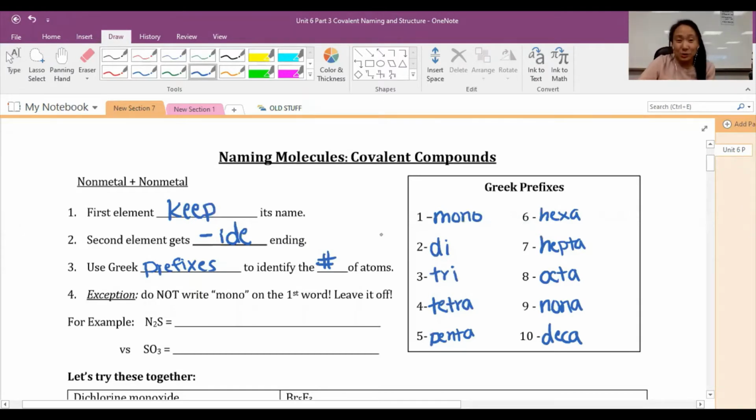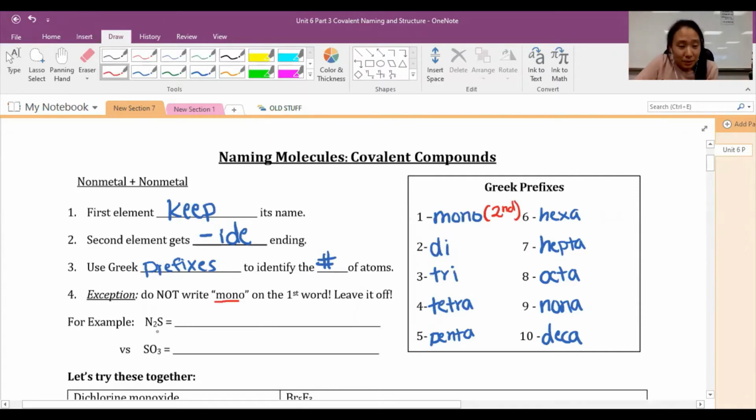Now, out of these 10, there's one that's really special, and that's the number 1. You never write mono on it if it's on the first word, okay? So we're gonna make a little note right here and put second, because you only write mono on the second element only if it needs it, okay?